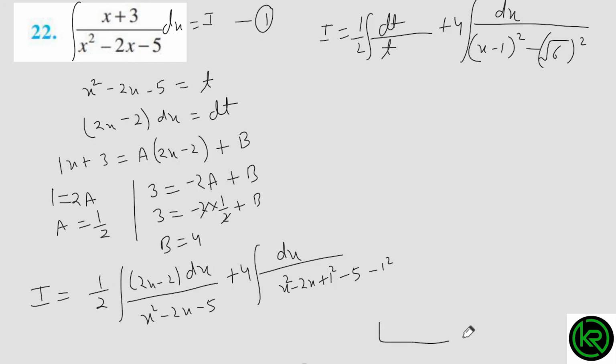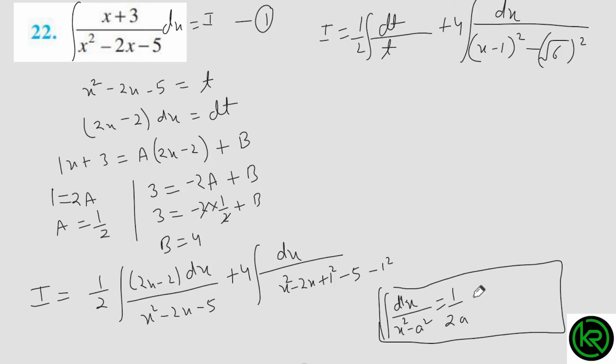Here students, we are using this formula: integration of dx upon x square minus a square is 1 by 2a log mod x minus a upon x plus a plus c. Okay, this formula we have to apply in this integral.